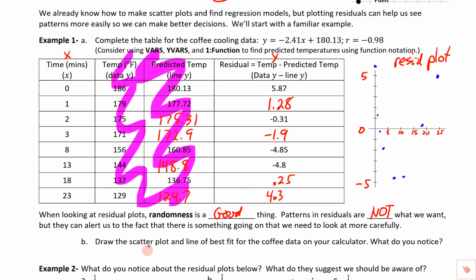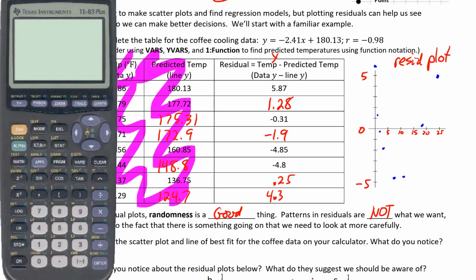So what we're going to do next is draw the scatter plot and the line of best fit for the coffee data, and we're going to see if we can tell what's going on just by looking at that. So I'm going to bring that up again. I'm going to turn this on, and I'm going to go to y equals. I've got the data in there, so that's good. I need to turn the plot on. So the plot, I need to turn that one on. And it's a scatter plot, and we're all set to go.